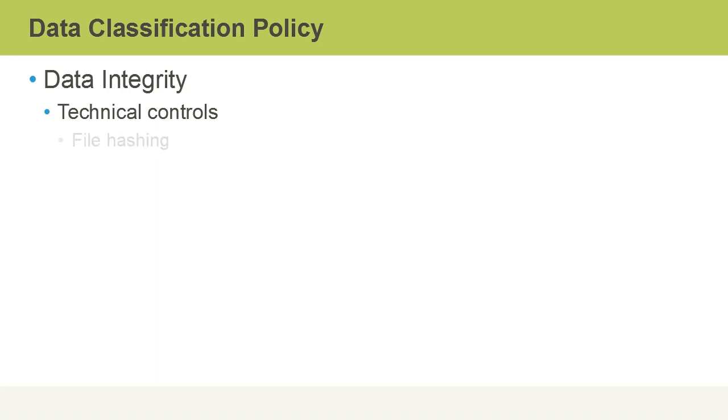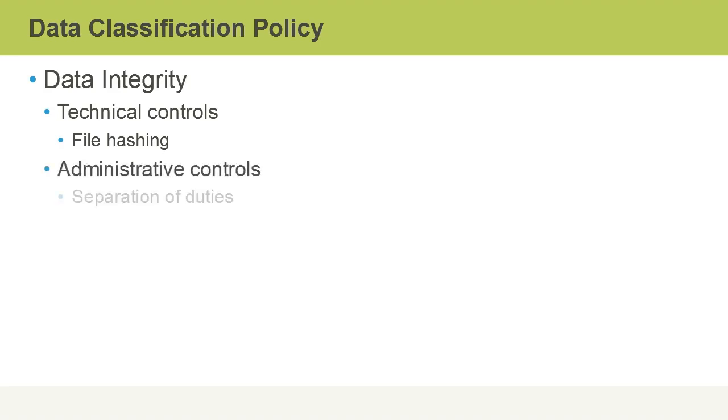At the technical control level, file hashing is used to take the unique bit level data and apply it against an algorithm that results in a unique value. That unique value is called a hash. Now, when we run that algorithm against that same data in the future, if there's a change, the hash value will be different. So we'll know that something has changed.